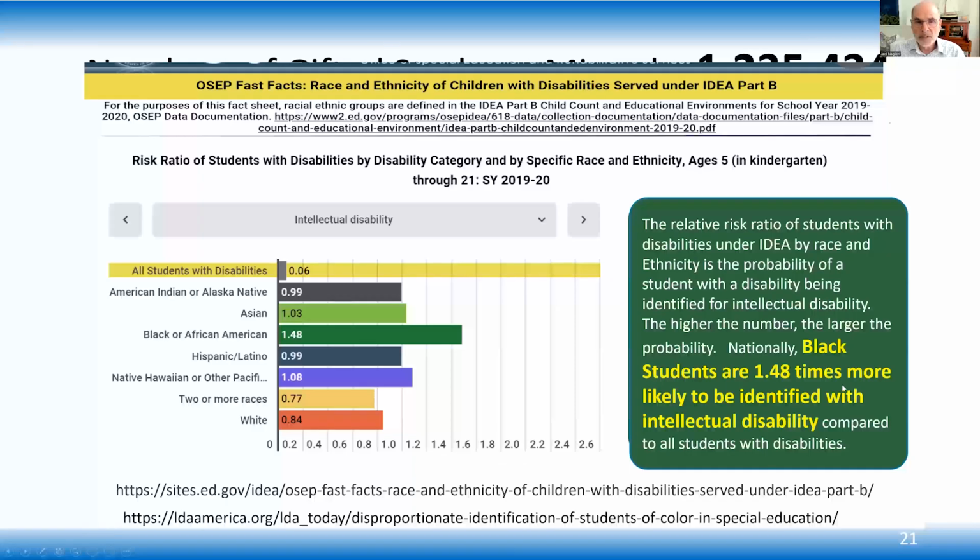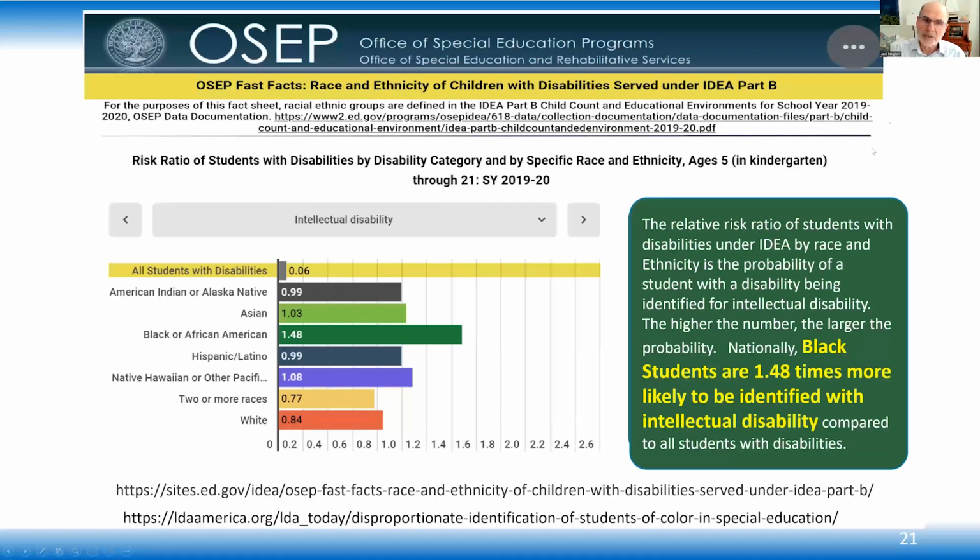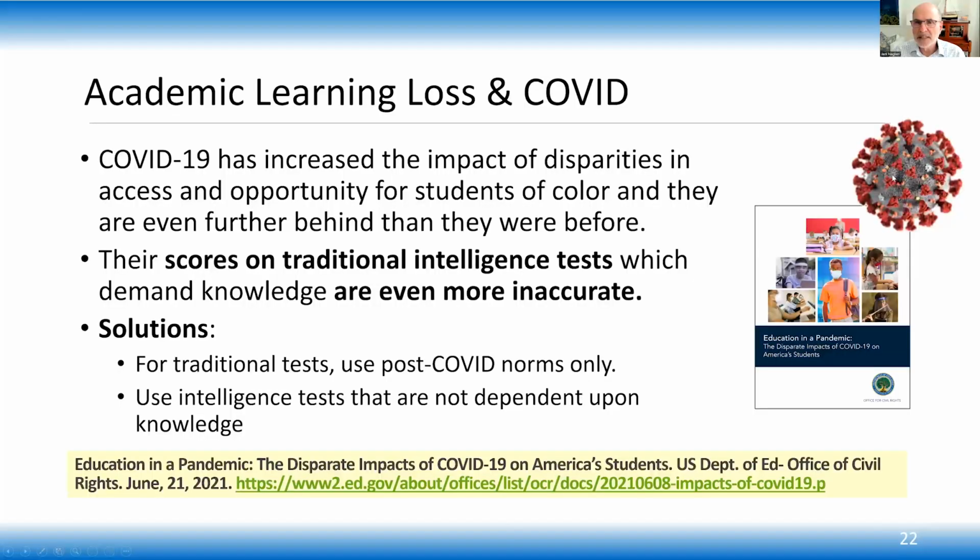in the long term. Now, we also have the problem at the other end of the distribution, at the bottom side, where we over-identify individual Black students with intellectual disability. So this problem of too few gifted, too many students at the other end who are Black, this is a real serious problem that we need to fix, and then COVID comes along.